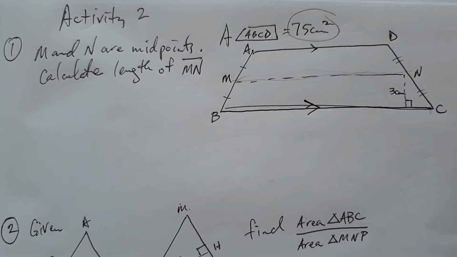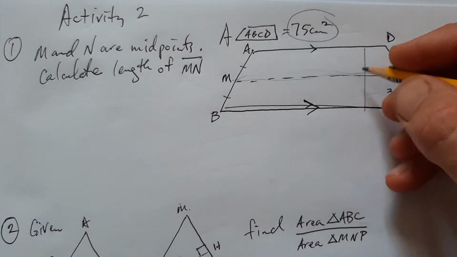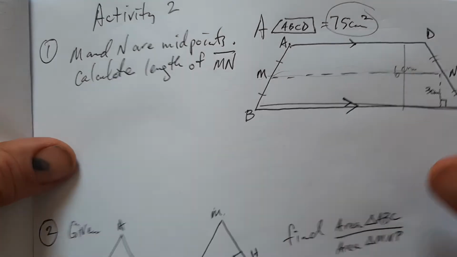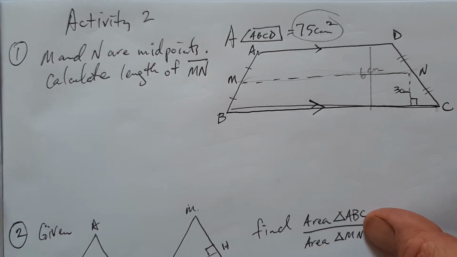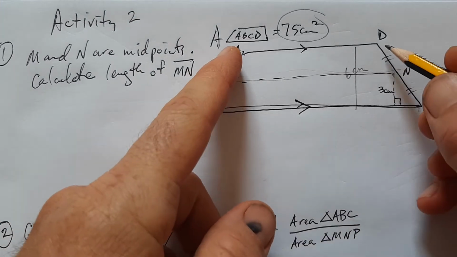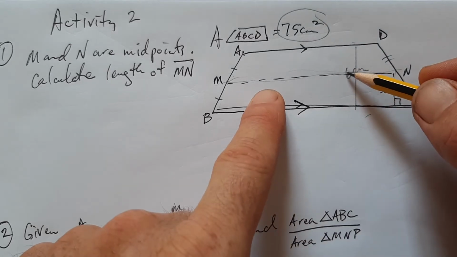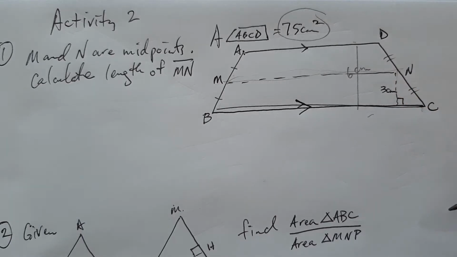All right, how are we gonna do this? So if these are midpoints, then the total height has to be what? Double that, so 6 centimeters. So we'll put this in the area formula, and MN will be the average length of AD plus BC, divided by 2, right? Because it's the average of those two lengths. All right.